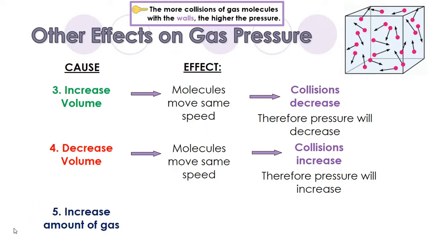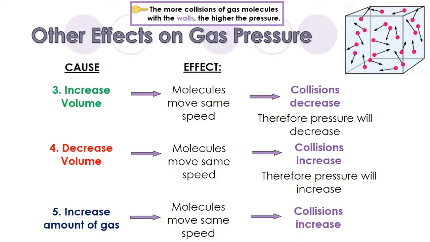The last effect we're going to talk about is the increased amount of gas. So what happens now if we take this container and we add more molecules inside of it? The molecules that you're adding are the same molecules that are already in the container, so they're still going to be moving at the same speed. But because you have more molecules now, you have an increased number of collisions. So therefore, again, the pressure will increase.